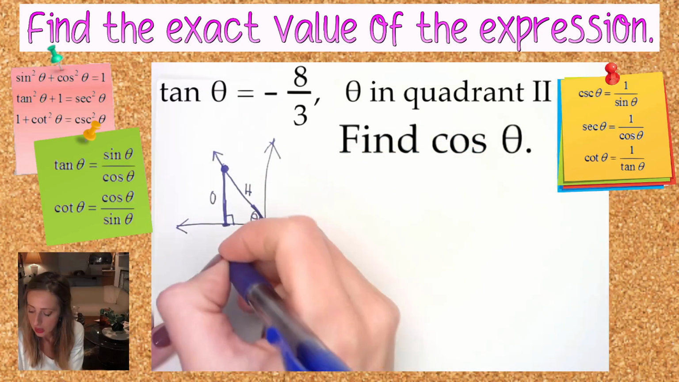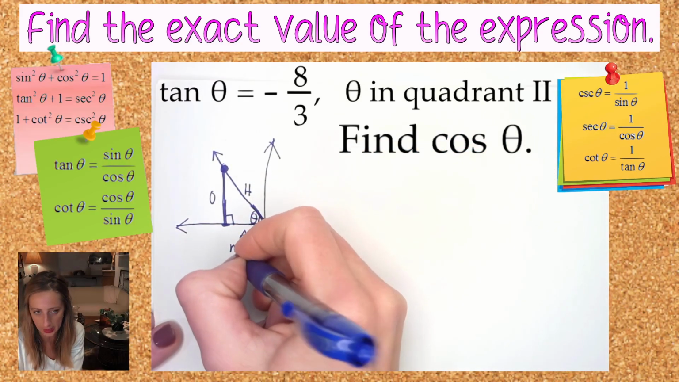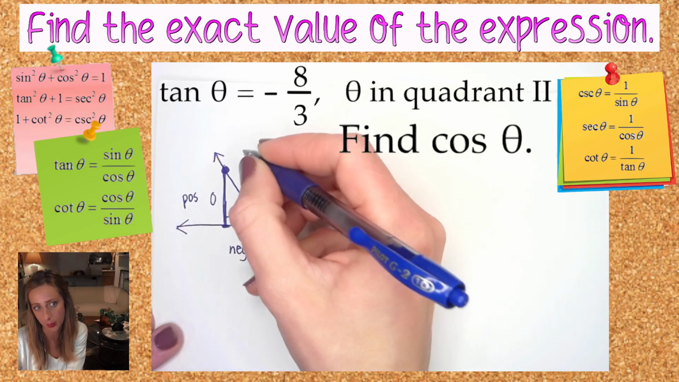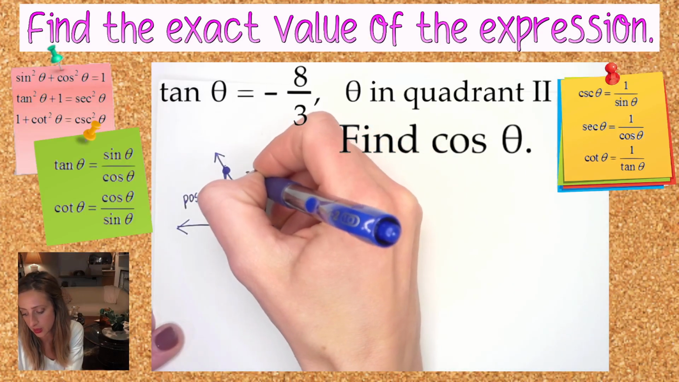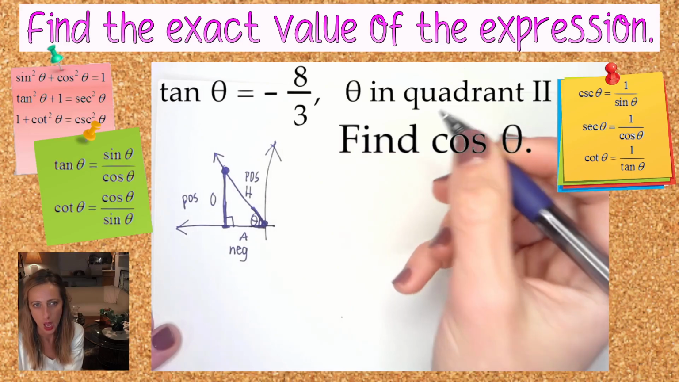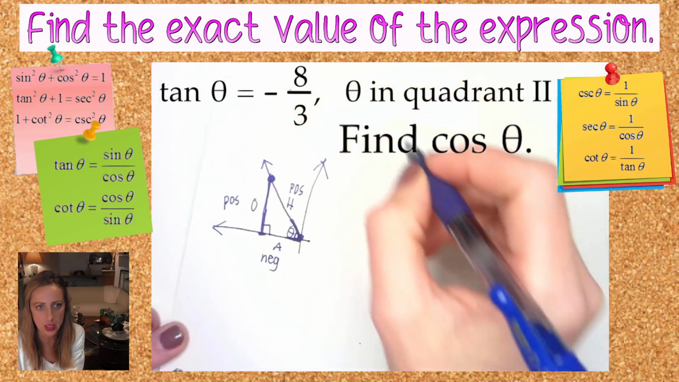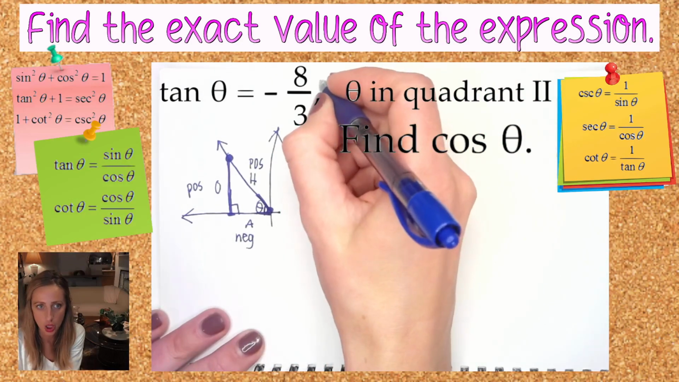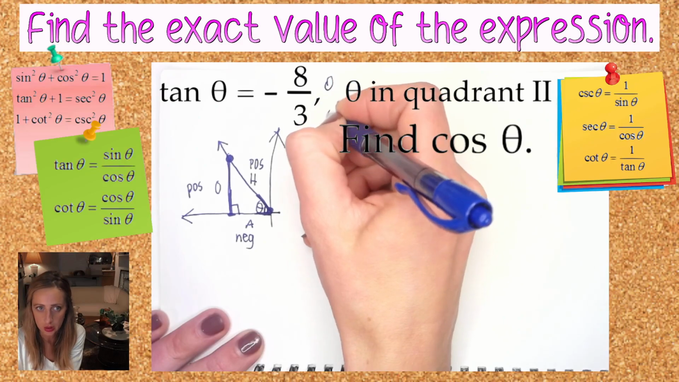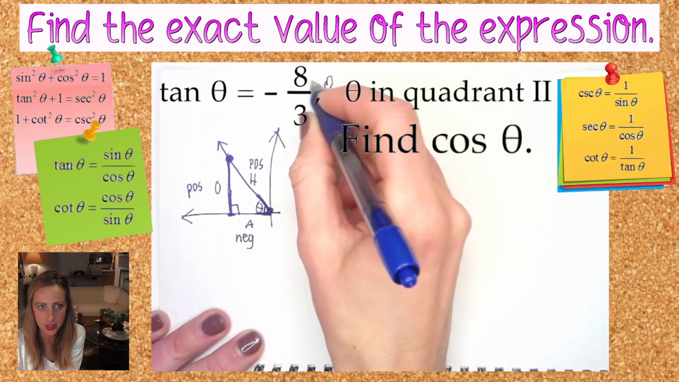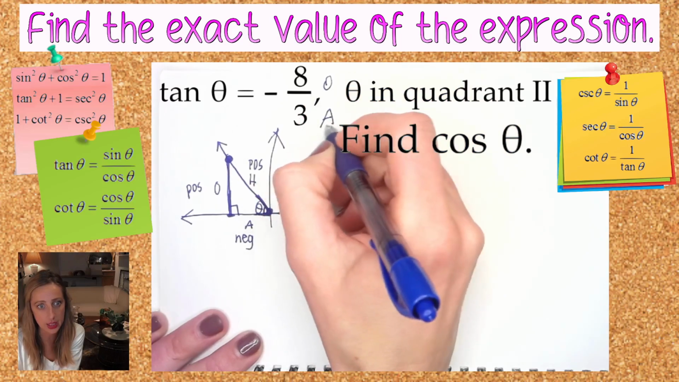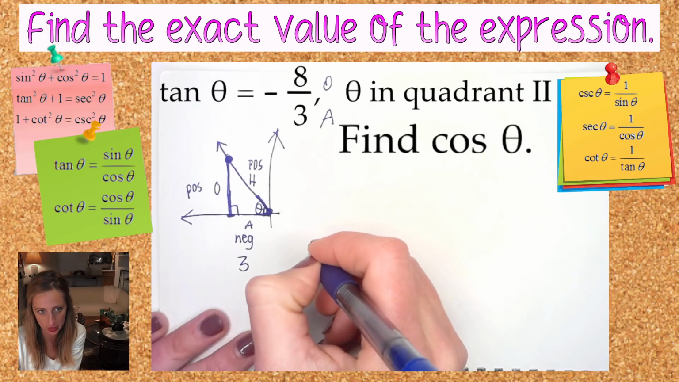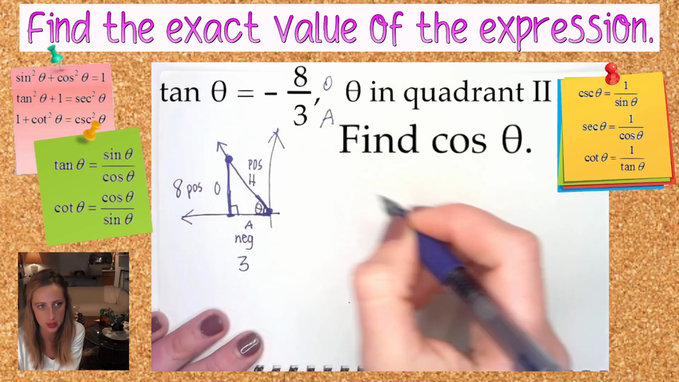We're doing great. This side here, the adjacent, will be negative because it's left. The opposite will be positive because it's going up. The hypotenuse will be positive because it's always positive, okay? Opposite over adjacent, now we have that tangent is -8/3, so TOA, opposite over adjacent. So opposite corresponds with the 8, and the adjacent is correlating with the 3. So that means this side, the 3, is what we're going to think of, and that this side, the 8, is what we're going to think of.